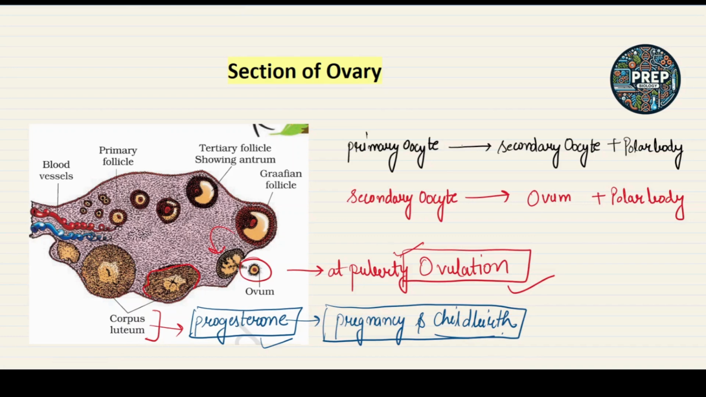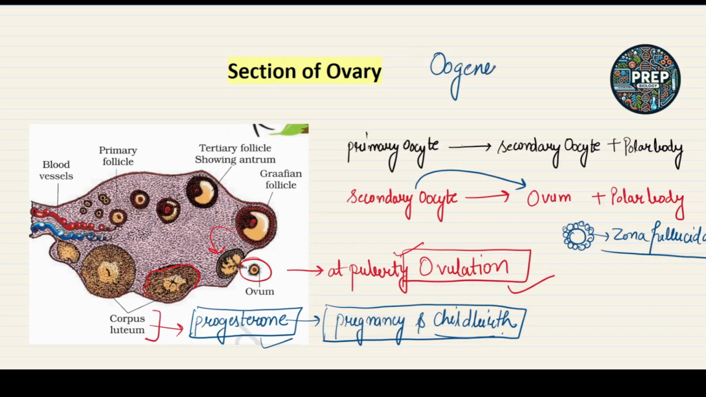Now, one very important point is that when the secondary oocyte converts into the ovum, it will form a layer around it. If this is the ovum, the secondary oocyte produces a layer around the ovum, and that layer is called the zona pellucida. So this is all about the oogenesis and the structure of the ovary.